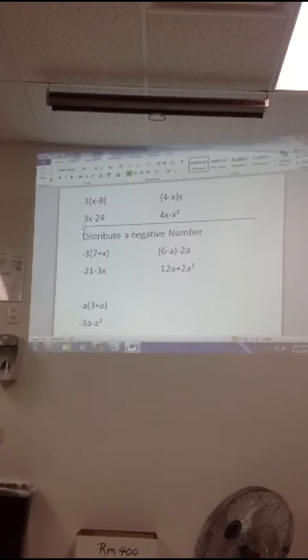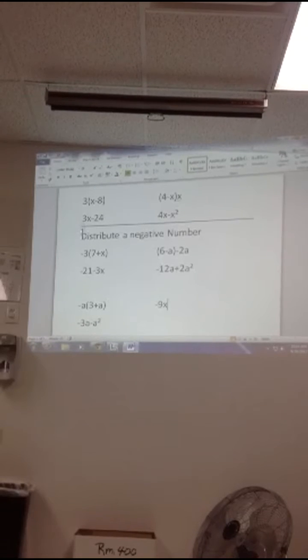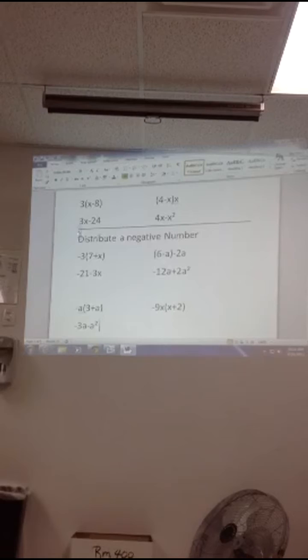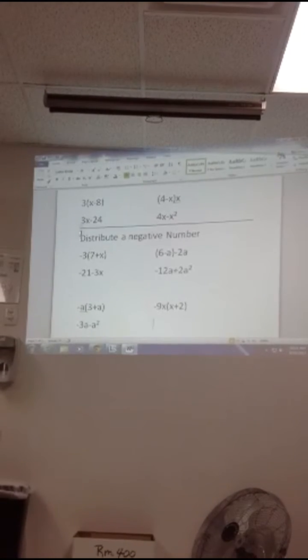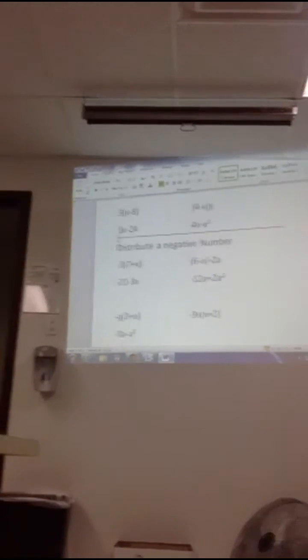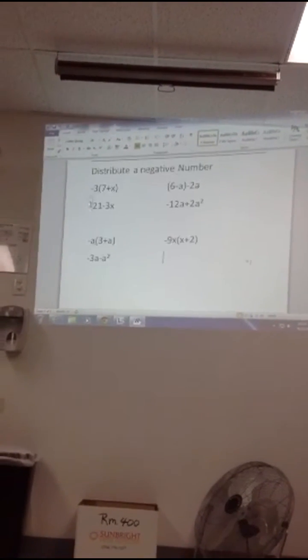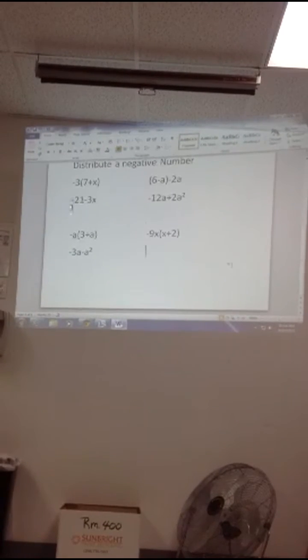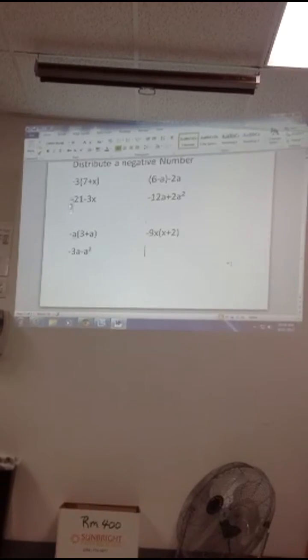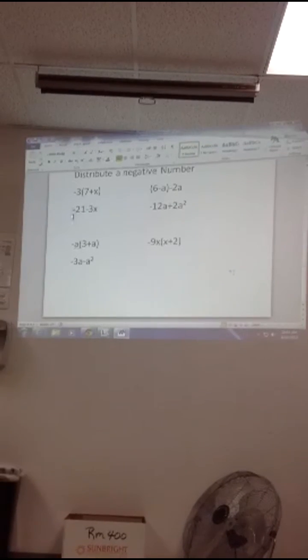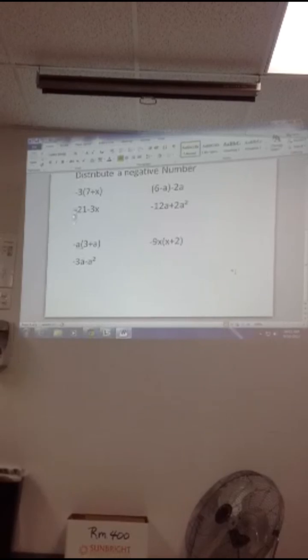And the next one from this section is negative 9x times the quantity of x plus 2. Will you please quickly do this one on your paper, and then I will ask for an answer. Think carefully about what you are multiplying each time. When you have an answer, will you raise your hand so I can see who is working and who is ready?